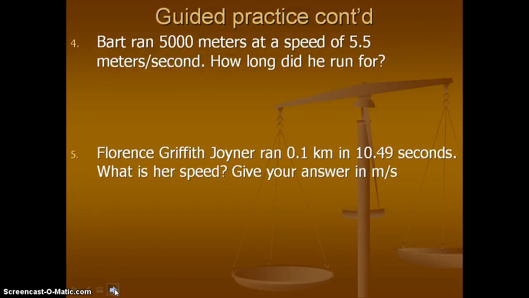Okay, just a couple more. And even though these two don't say include units, we still want to include units. Number 4, Bart ran 5,000 meters at a speed of 5.5 meters per second. How long did he run for? So let's just start out by writing the formula.